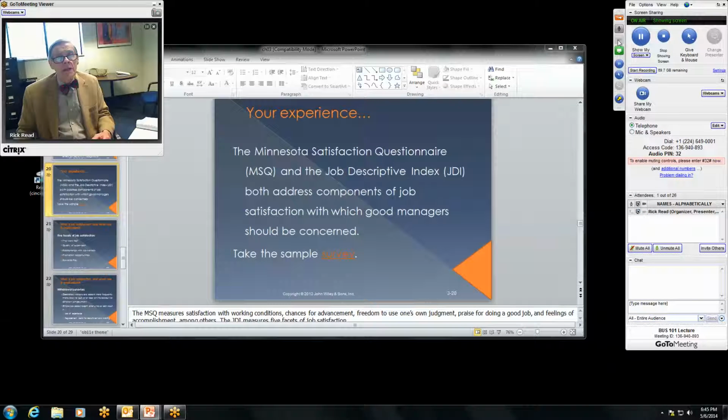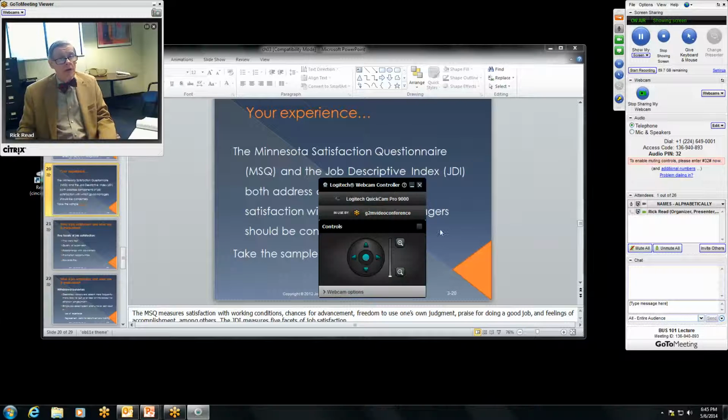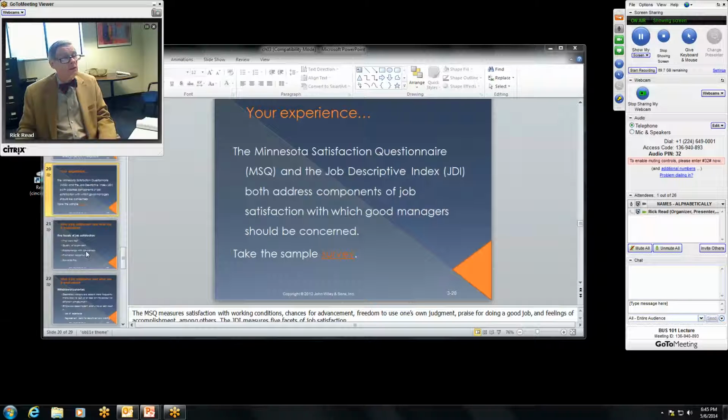Now, this is a Minnesota Satisfaction Questionnaire and the Job Descriptive Index, MSQ or JDI, which both talk about components of the job and job satisfaction that the manager should be concerned about. There is a sample survey to take. We can't do it this way, but I do suggest that you either get into MSQ or JDI and try to take that just for your own edification.